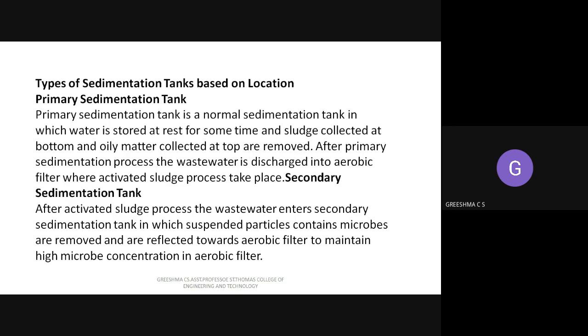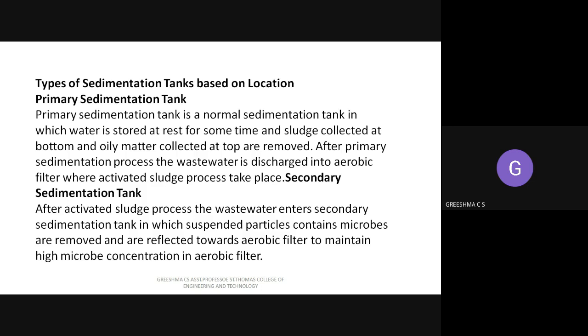Coming to the secondary sedimentation tank. After the sludge process takes place, the wastewater enters the secondary sedimentation tank, in which the suspended particles containing microbes are removed and reflected into the aerobic filter to maintain a high microbe concentration in the aerobic filter. So the primary sedimentation tank and secondary sedimentation tank are mainly for wastewater treatment. Normally for water treatment we are not using primary and secondary. Especially the secondary sedimentation tank is used for wastewater treatment.